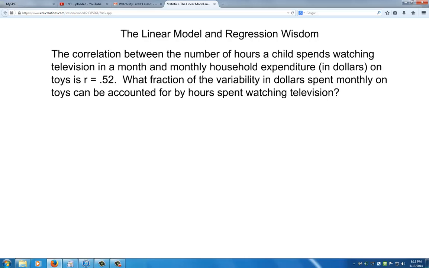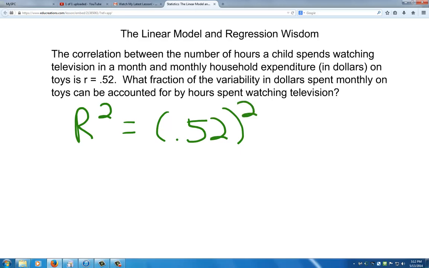This problem is pretty straightforward and requires us only to calculate the R squared value. R squared is equal to the correlation raised to the second power. So R squared is equal to 0.52 squared, which is approximately equal to 0.2704. We can then say that about 27% of the variability in monthly toy expenditures can be accounted for by hours spent watching television.